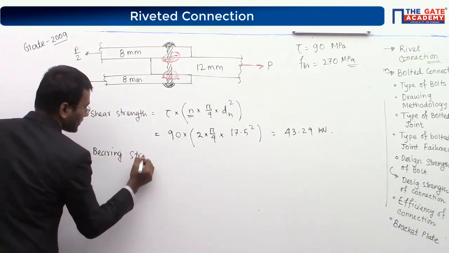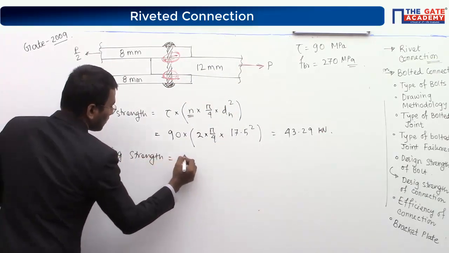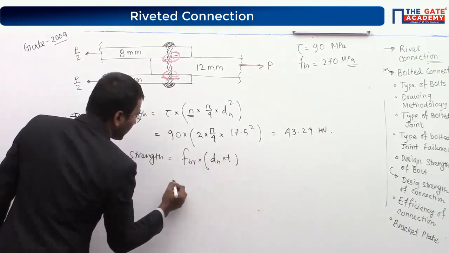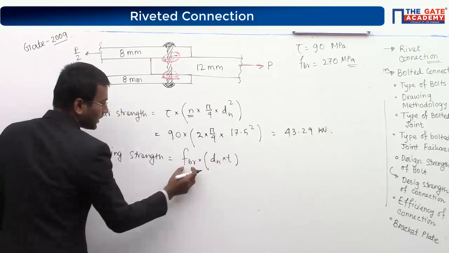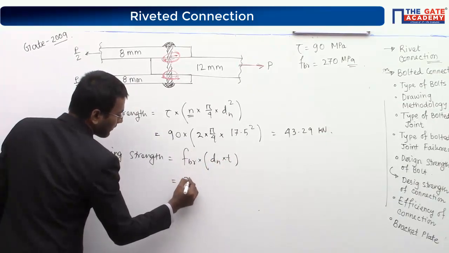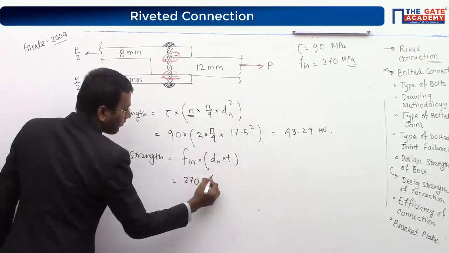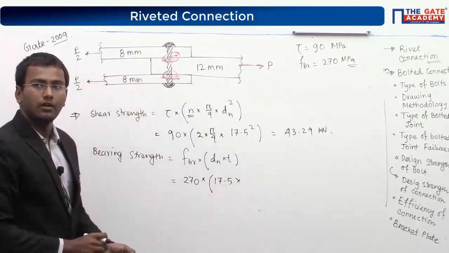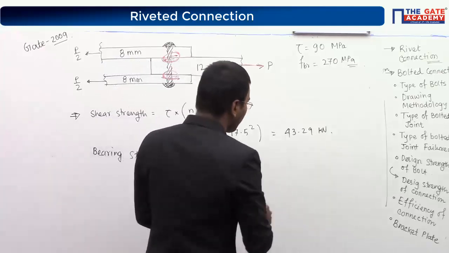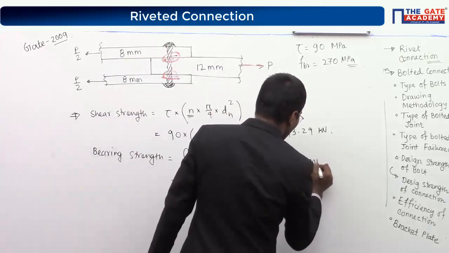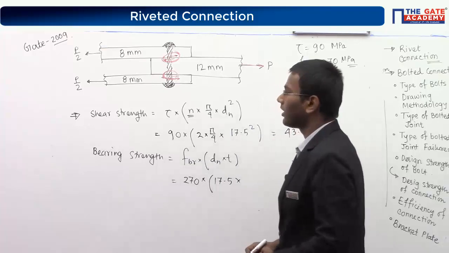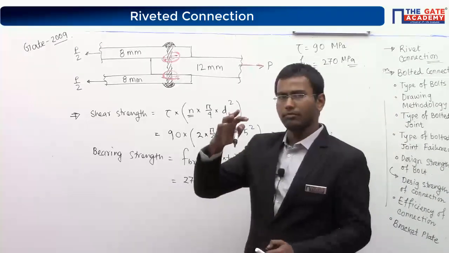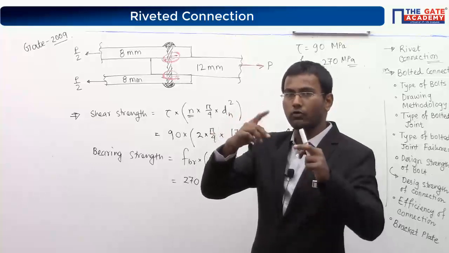Bearing strength, which is equal to F bearing multiplied dH into T. So here F bearing means what? It will be nothing but 270, given data, 270 multiplied dH 17.5 and T. Now see, if I talk about T equal to minimum of what? T equal to minimum of what value? In the last problem we have taken minimum of these two, minimum of two given plates.